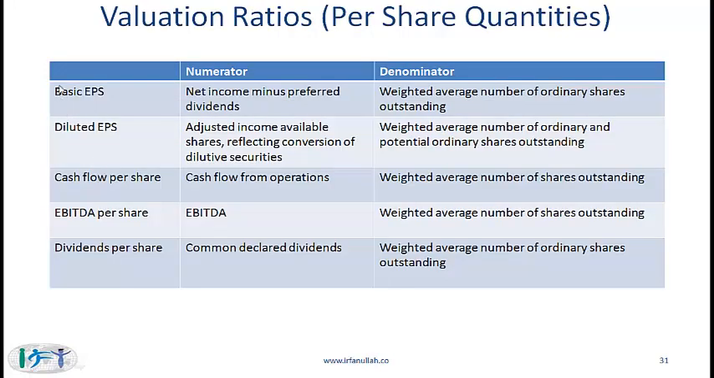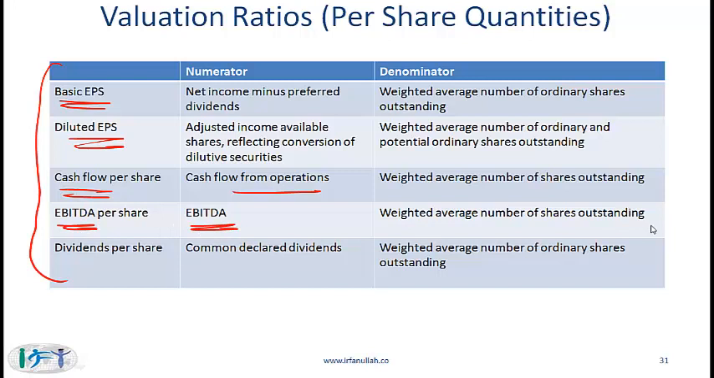We've already talked about some of these ratios before: basic EPS and diluted EPS. We did this in the reading on the income statement. Cash flow per share tells us the total cash flow from operations divided by the weighted average number of shares. EBITDA is sometimes used as a quick proxy for cash flow. EBITDA per share is simply EBITDA divided by the weighted average number of shares. Dividends per share, this is the common declared dividends divided by the average number of ordinary shares outstanding.